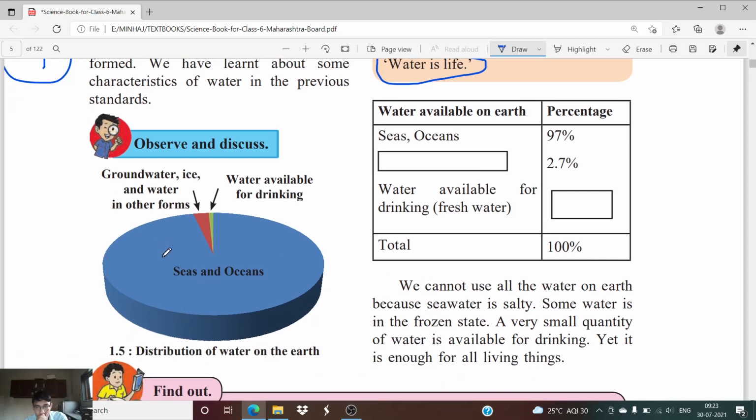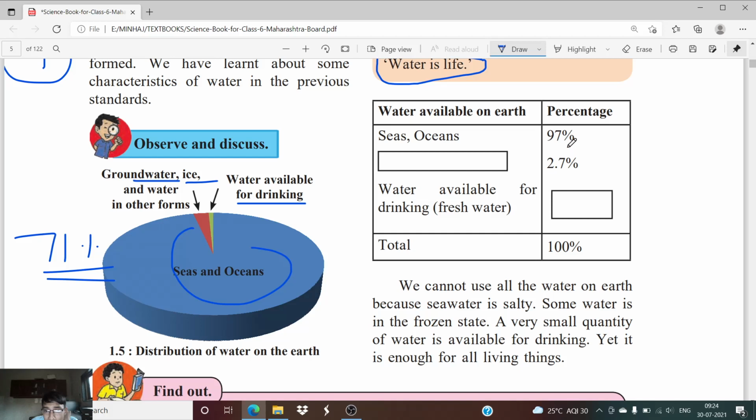Now, out of 71% of water, some of the water is in the seas and oceans. The large proportion of water is in seas and oceans. Then some proportion of the water is in the form of groundwater, some in the form of ice, and water in other forms may be vapor. And a very less amount of water is available for drinking. Okay, very less amount of water.